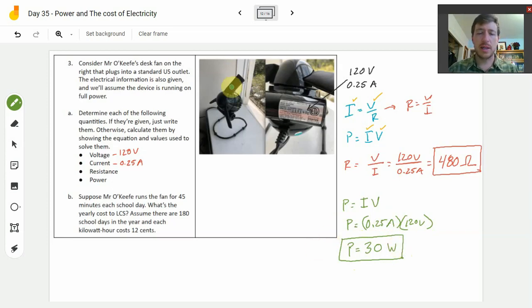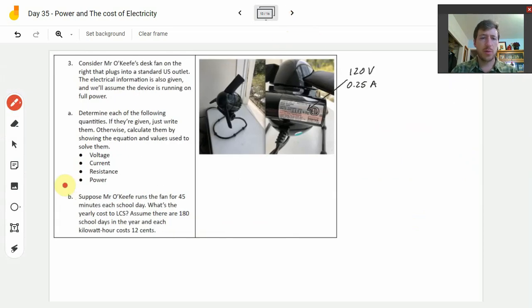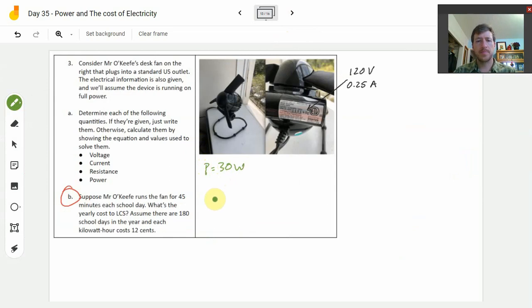This one is taking that electrical energy coming from the outlet, that electric potential, and converting it into kinetic energy in the form of motion. So that's for part A. We calculated the power was 30 watts. So then for part B, we already found that the power was 30 watts.